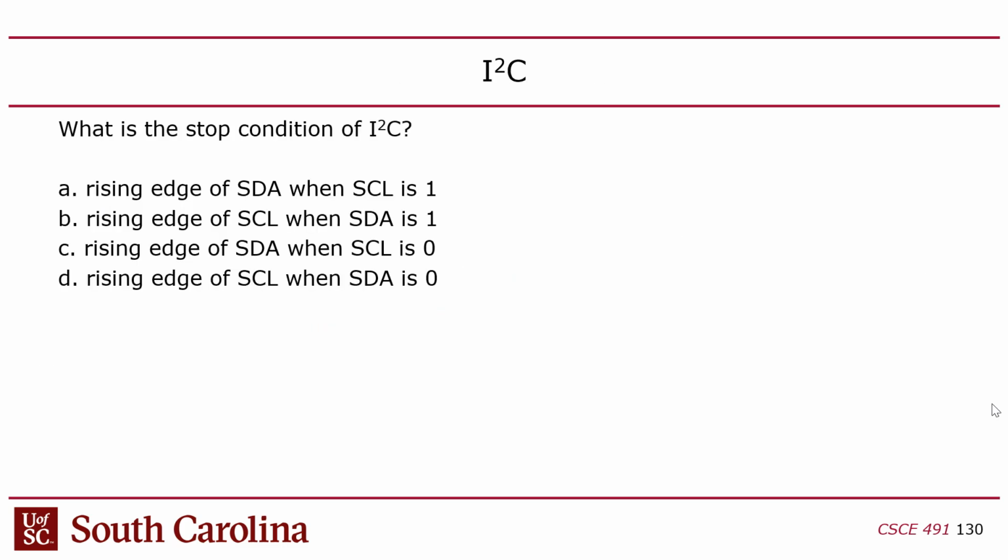Okay, so then here's an example question. What is the stop condition of I2C? So, remember that the stop condition and the start condition have to do with changing the data when clock is high, right? So the rising edge of data when clock is high. The answer is A there, right? That's the stop condition.